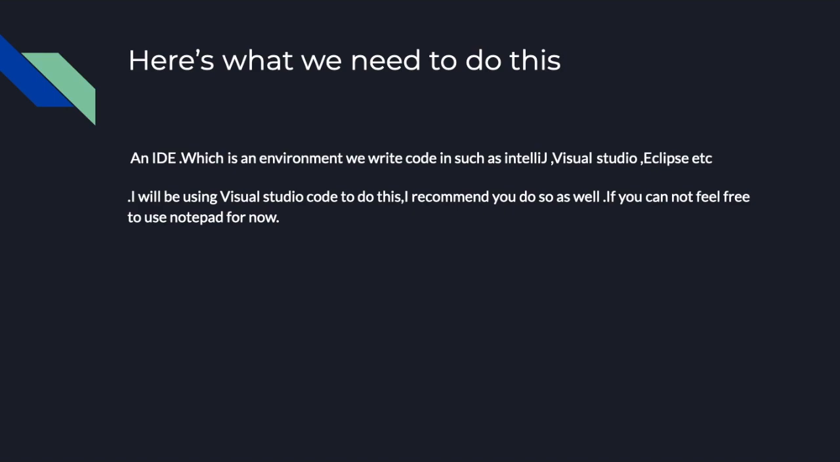Terrible joke. Which is an environment we write code in, such as IntelliJ, Visual Studio, Eclipse. Today, I will use something called Visual Studio Code. I recommend you do the same. The link is in my description. If you use Mac, get Visual Studio Code for Mac. If you use Windows, get Visual Studio Code for Windows. I just like Visual Studio Code. There's no real reason. If you don't have Visual Studio Code, you can follow these same instructions with Notepad. All right, let's go.